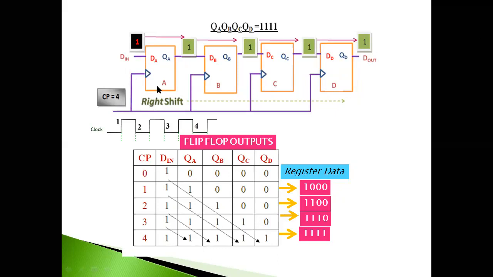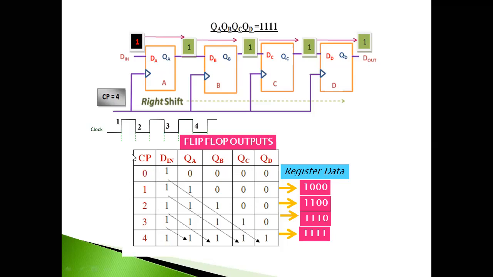So 4 clock pulses. First clock pulse for A, second clock pulse for B, third clock pulse for C, fourth clock pulse for D. The same pattern: from QC it will be moved to QD, from QB it will be moved to QC, from QA it will be moved to QB when the clock pulse is applied, and from DIN it will be moved to QA. So this is your right shift. You are giving your input at the left side and your data are moving towards the right side. That is why it is called a right shift register.